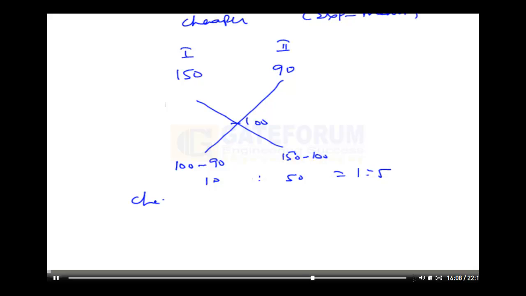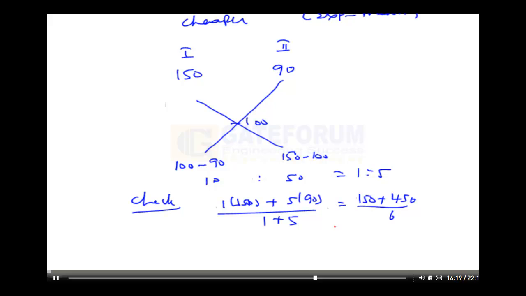Let us check it. 1 kg of 150 mixed with 5 kg of 90. So the total value is 150 plus 450, by 6. So we get the mean price as 100, which is what we wanted.